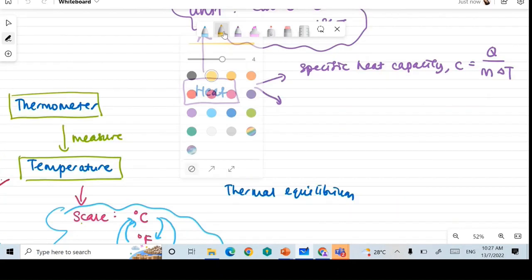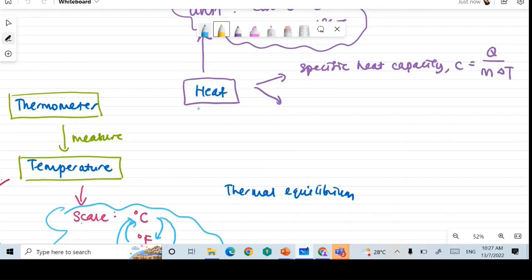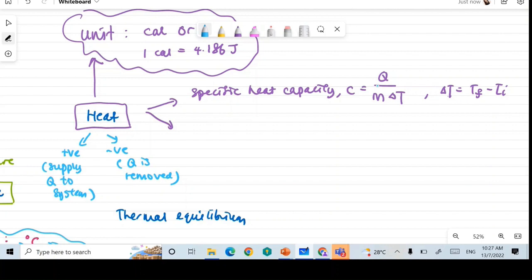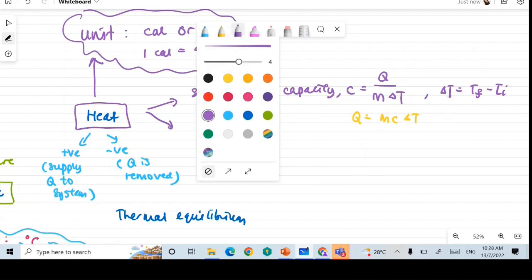All right. So Q can be positive or negative, positive heat or negative heat. Positive means heat is supplied to the system. Negative means Q is removed from the system. If you use delta T, you will find that Q is positive or negative. That's how you define whether Q is released from the system or supplied to the system.